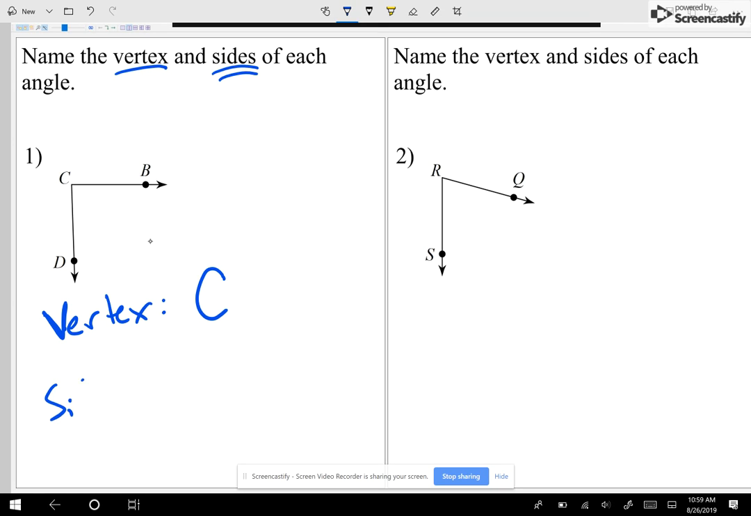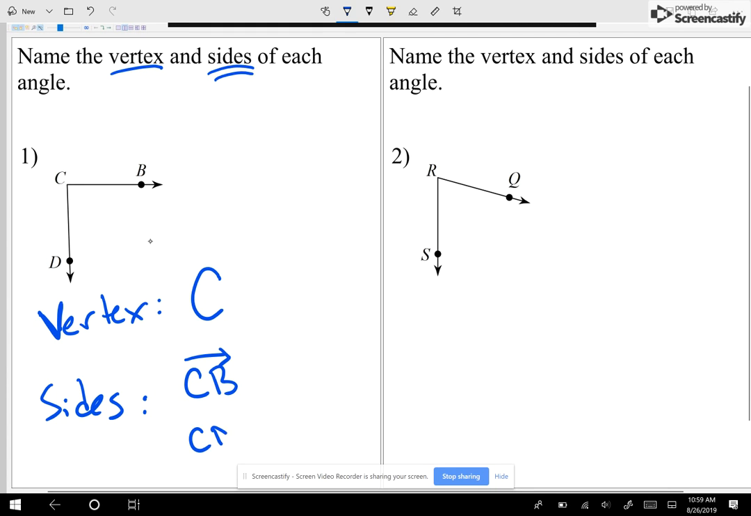Now for the sides, in this case, the sides are made by two rays. It could be two lines, it could be two segments, whatever makes it. In this case, there are two rays that start at the vertex. So I could say one of them, the side is the ray CB. The other is the ray CD. So the sides are rays that start at the vertex. Notice that both of my sides have started at the vertex.